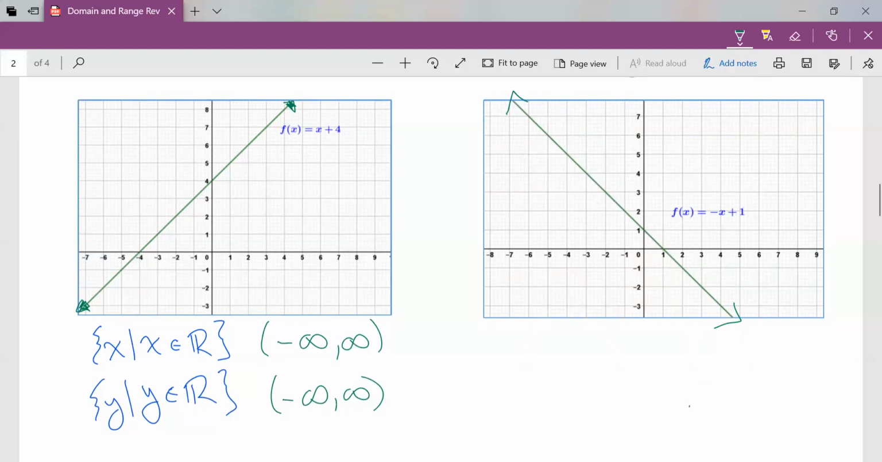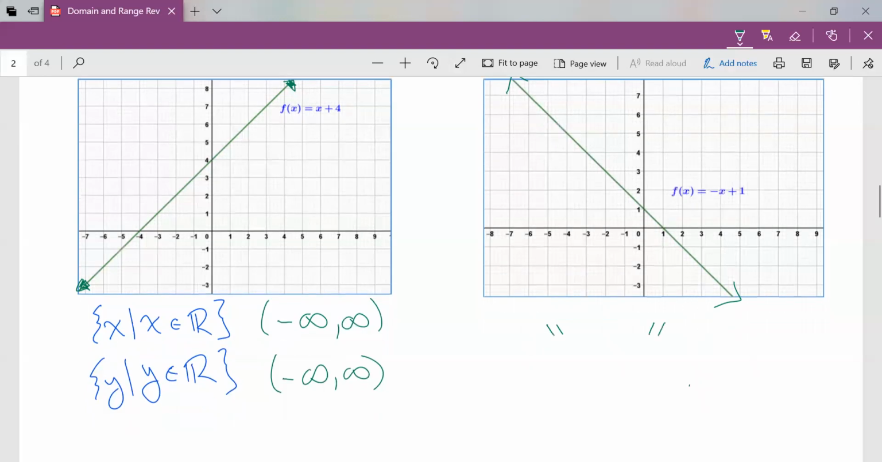And I then do the range. Does the graph stop going down? Does it stop going up? No, it doesn't. So it's the same thing. y can go to negative infinity and y can go to positive infinity. So our answers here are the same as the other graph. This is our most basic example. Let's try a few more.